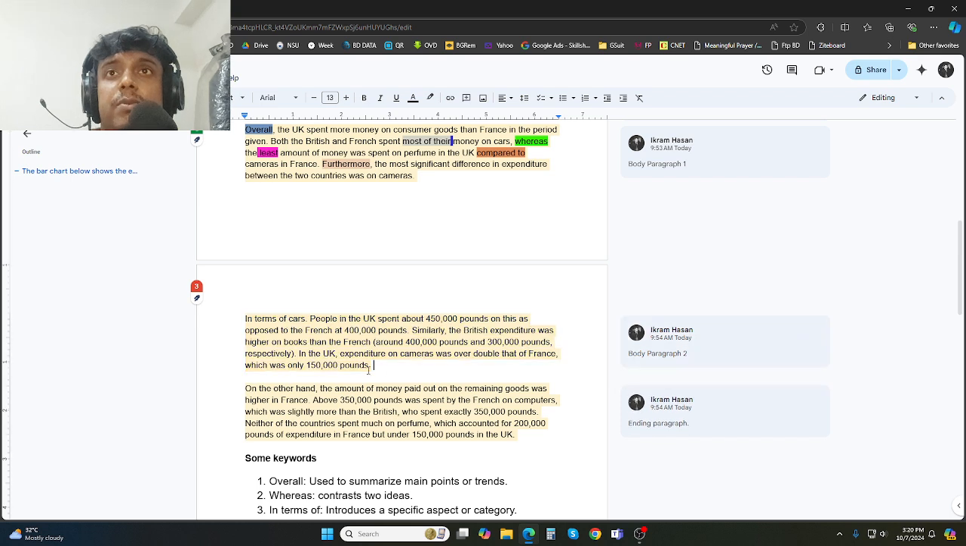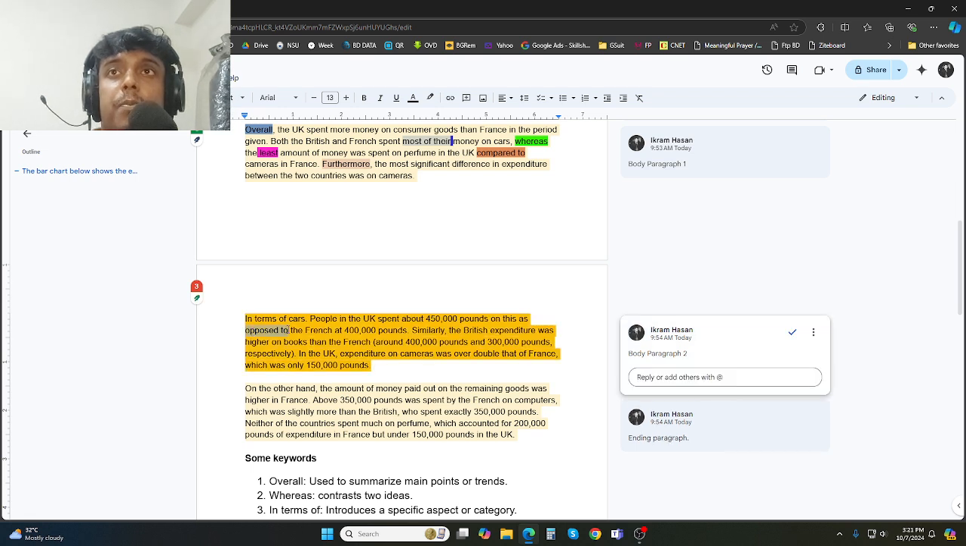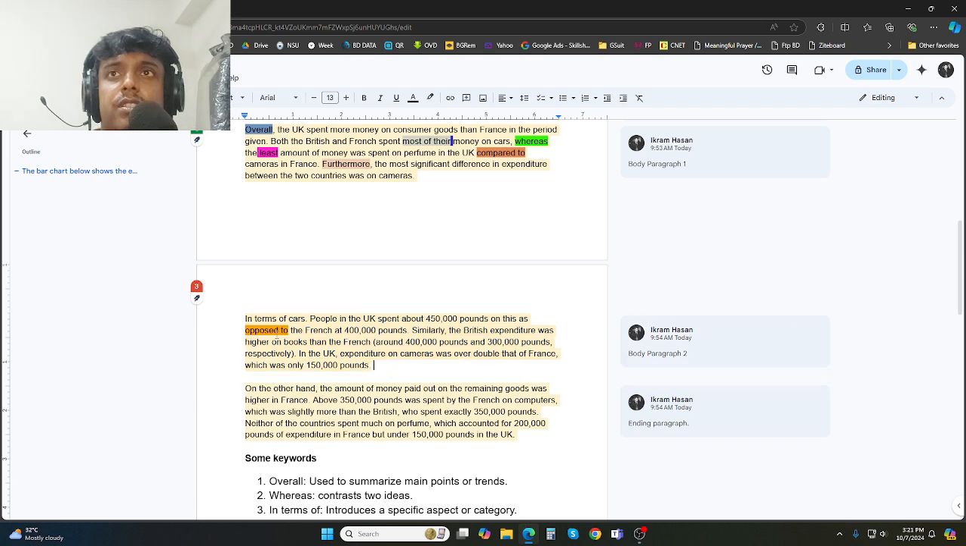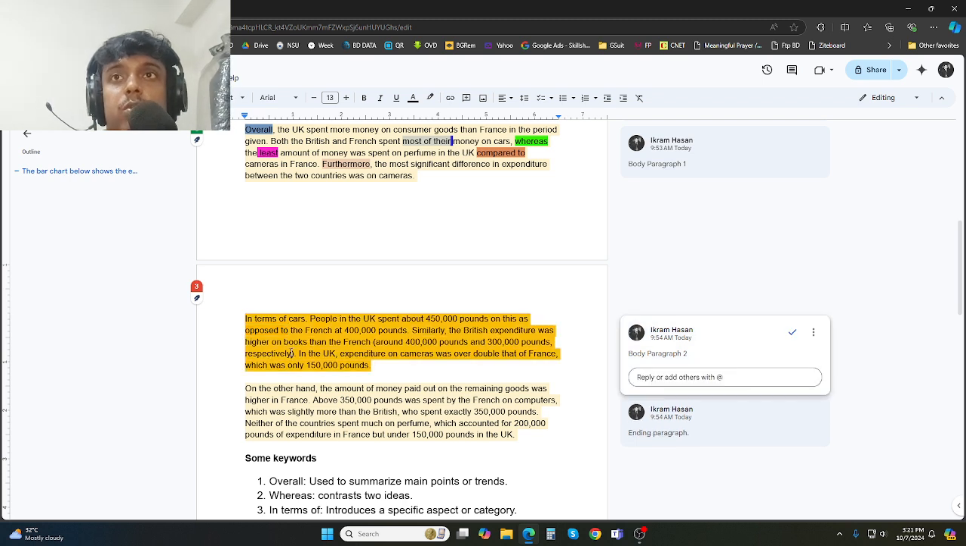Moving on to the next paragraph, we see that in terms of cars, people in the UK spent about the amount of pounds on this, as opposed to the French at 400,000 pounds. So we are using "as opposed to", which is also an important prepositional phrase. Similarly, the British expenditure was higher on books than the French, around 400,000 pounds and 300 pounds respectively. So we are also using "respectively".